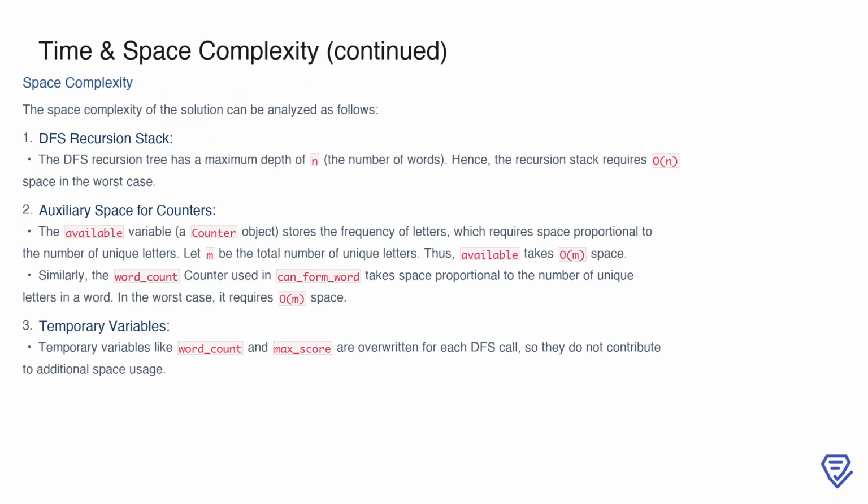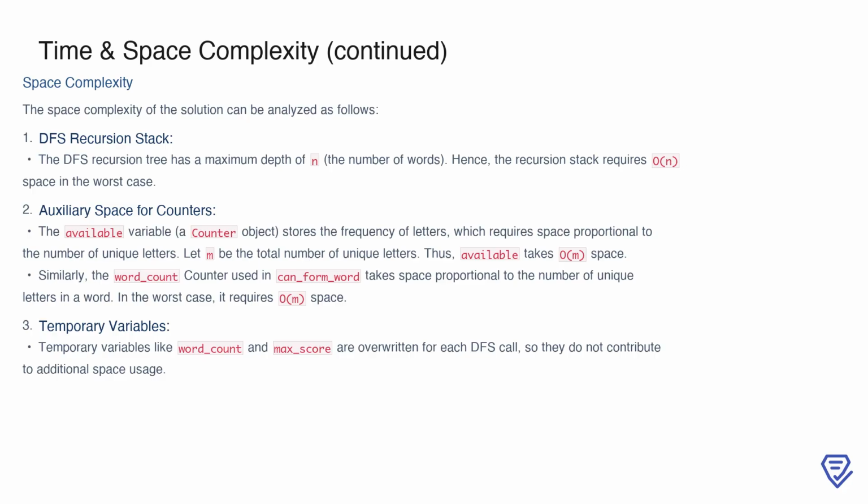The space complexity of the solution is determined by several factors. First, the DFS recursion tree has a maximum depth of n, corresponding to the number of words, requiring n space for the recursion stack. Then, we consider the counter object used to store the frequencies of available letters. If there are m unique letters, this requires m space. Similarly, the word_count counter used in can_form_word also takes up to m space in the worst case, as it also depends on the number of unique letters.